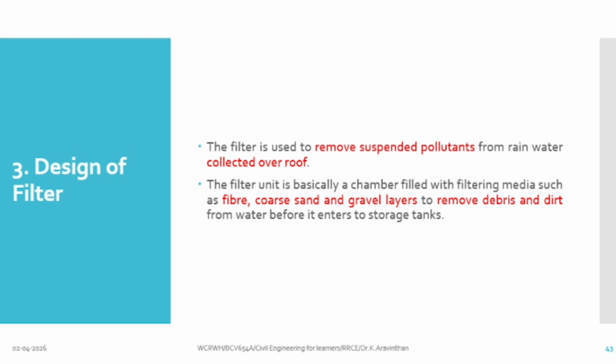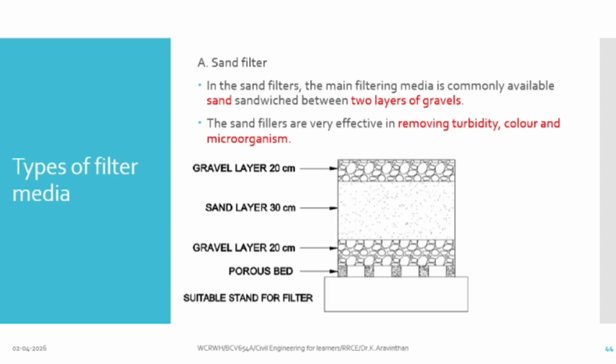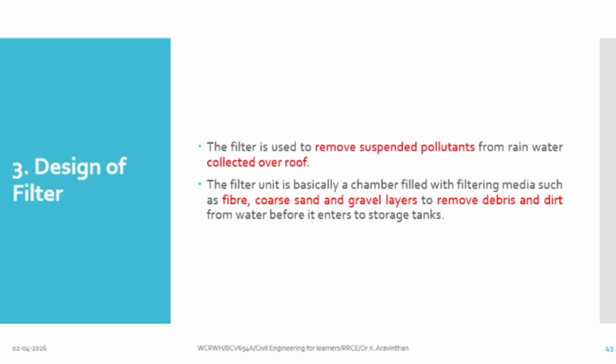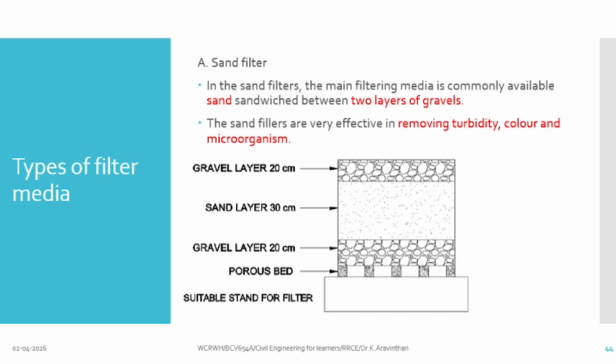Sir, what types of filter can you provide? There are two types of filter. One is the sand filter and another one is the charcoal filter. Now, this filter is generally used to remove suspended pollutants. What are suspended pollutants? It might be some dirt, debris, etc. These things will be removed by using the following materials. What are the materials? Fiber, coarse sand and gravel. These three materials will be there. This image will give you a good idea.